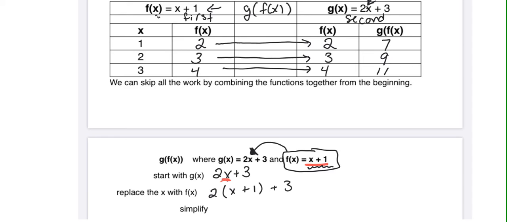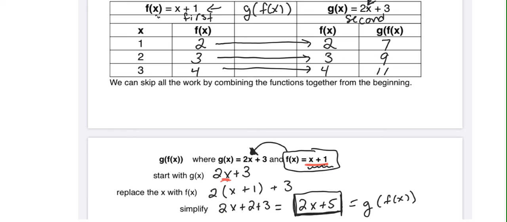And then we just simplify. So distribute the 2, we get 2x plus 2 plus 3, which reduces to 2x plus 5. So this 2x plus 5 is going to be equal to my g of f of x. And then any number I give you for x, say it was like 20, you could just plug into this one equation rather than plugging in for f of x and then plugging in for g of x. So this is the simplified version for g of f of x.